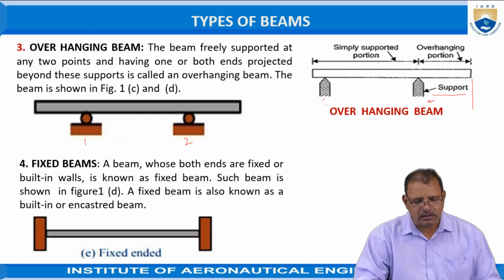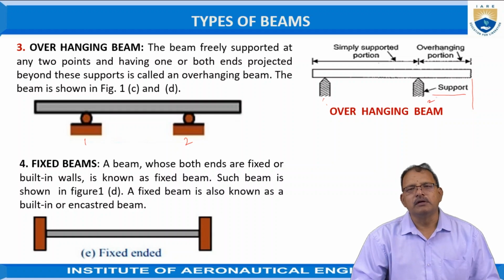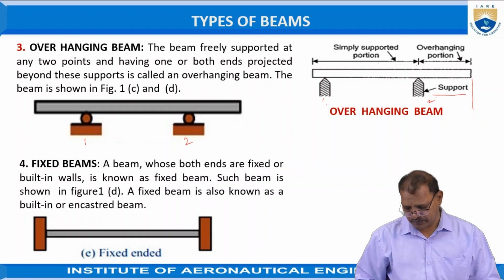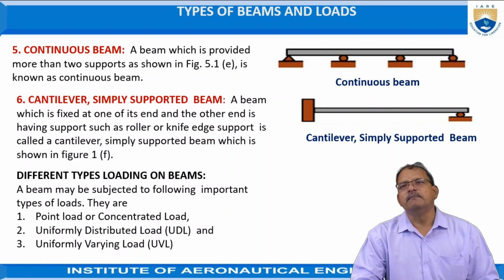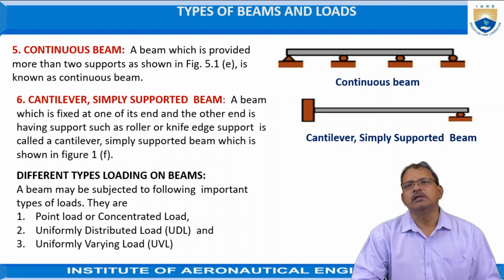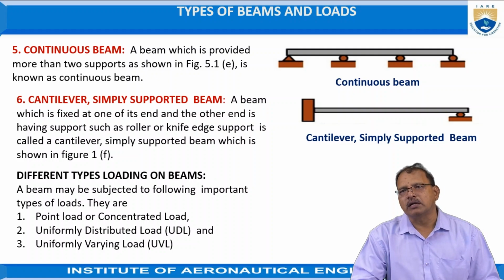The fixed beam is a beam whose both ends are fixed in built-in walls. Such a beam is shown in figure D. The beam is also called a built-in or encastre beam. Continuous beams: a beam which is provided with more than two supports along its length is known as a continuous beam. These supports may be placed at regular intervals or at convenient distances between the supports.